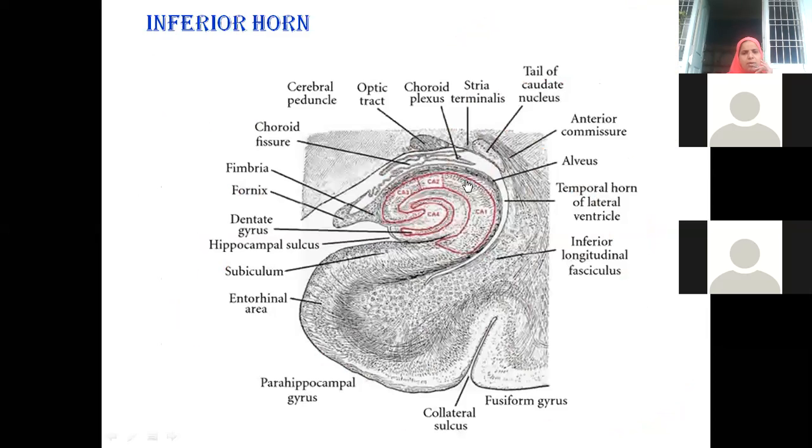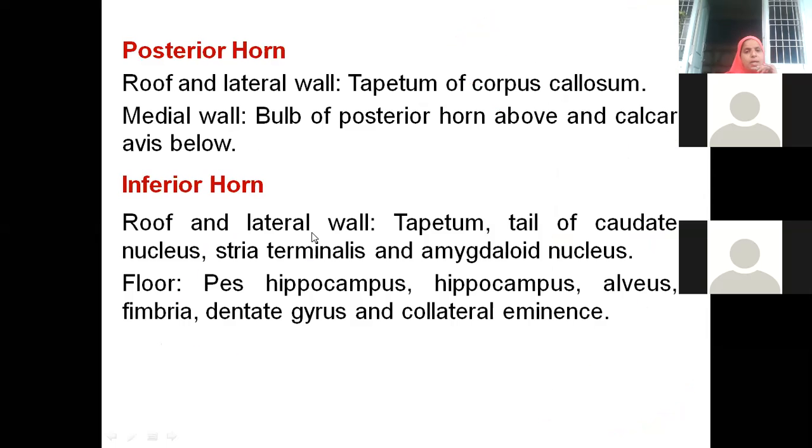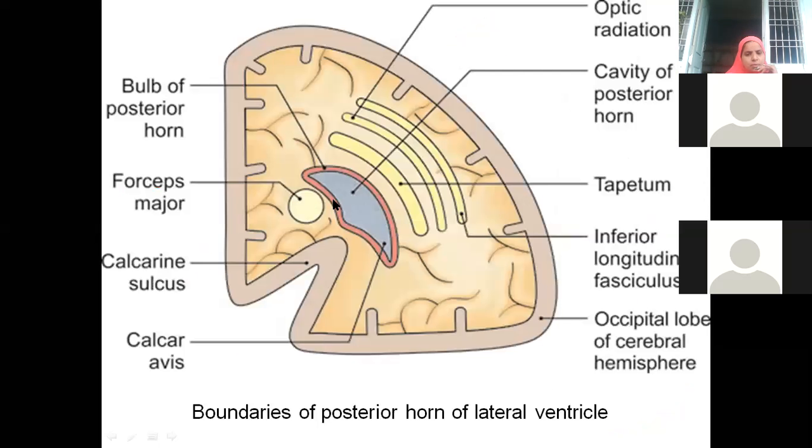Then coming to the next horn, that is the inferior horn. The inferior horn is in which lobe? The occipital lobe. Okay, so we will see. Let us see the posterior horn. The inferior horn is in the temporal lobe. You are saying posterior horn. Okay, the posterior horn is in the occipital lobe. So this is the posterior horn, and it is behind. Anterior is frontal, posterior is occipital, inferior is temporal. Like that you remember, it becomes easier.